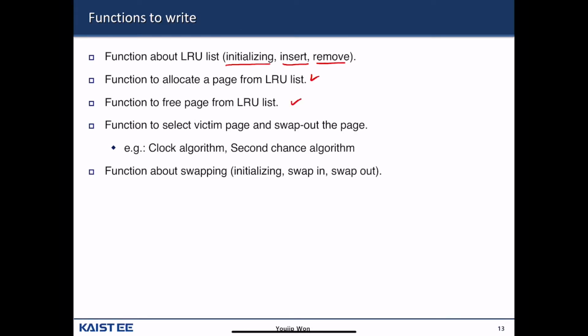And then based upon these two functions, you are required to write a function to select the victim page and swap out the page. So it's a clock algorithm or second chance algorithm, whatever algorithm you would like to implement, you can just plug it into the victim selection and swap out process. And then you need to write the actual function that does swapping, which means swapping in the required data page and swapping out the existing dirty page. So these are the functions you are required to write.